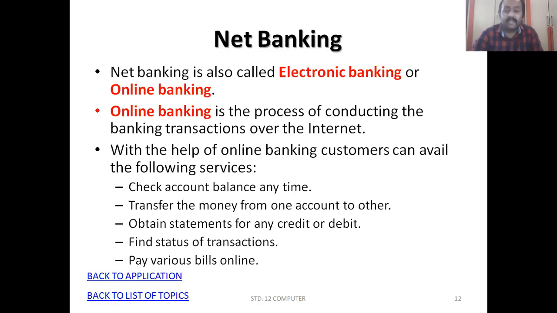बट पहले हम ये चेक कर लेते हैं कि व्हाट आर द एक्टिविटीज व्हिच इज पॉसिबल थ्रू इलेक्ट्रॉनिक बैंकिंग, थ्रू ऑनलाइन बैंकिंग और थ्रू नेट बैंकिंग. फर्स्ट, वन कैन चेक अकाउंट बैलेंस एट एनी टाइम, आप कभी भी अकाउंट बैलेंस चेक कर सकते हो. सेकेंड, ट्रांसफर द मनी फ्रॉम वन अकाउंट टू अनदर. थर्ड, ऑब्टेन द स्टेटमेंट्स फॉर एनी क्रेडिट और डेबिट, आपने कोई भी ट्रांजेक्शन किया है तो उसके स्टेटमेंट्स आप स्टेटमेंट के प्रिंट आउट निकाल सकते हैं. फाइंड द स्टेटस ऑफ ट्रांजेक्शन, अगर आपने किसी को चेक दिया हुआ है तो वो चेक क्लियर हुआ है कि नहीं, अगर आपने अकाउंट में चेक डिपॉजिट किया वो क्लियर हुआ है कि नहीं. सो यू कैन नो द ट्रांजेक्शन स्टेटस and you can also pay the various bills online.